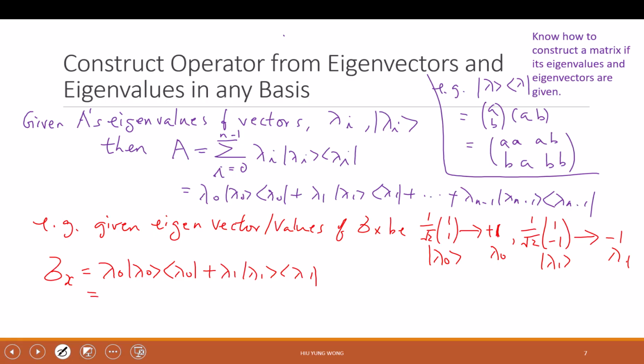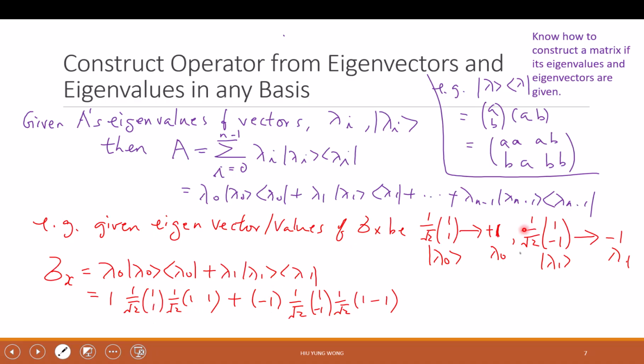Lambda 0 is what? 1. And then the ket lambda 0 is 1 over square root 2, (1, 1). The bra is 1 over square root 2, (1, 1), right? Do you remember how to find the bra? Transpose, rotate, and then complex conjugate. They are real numbers, so I did not apply the complex conjugate. What is lambda 1? Negative 1. And then the ket lambda 1 is 1 over square root 2, (1, negative 1), right? Are you okay with what I wrote down here? If you can write this down, you should be able to calculate.